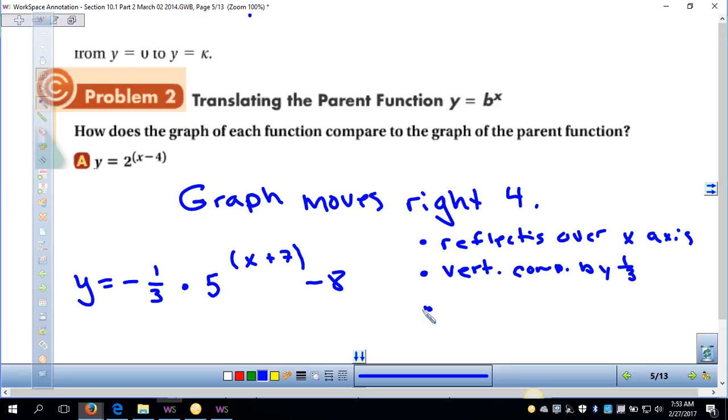The x plus 7, what does that do? It moves it left 7. Left 7. And then Zoe, the minus 8. It's outside, so it's not left and right when we add or subtract. Down 8. There you go, down 8, thank you. All right, good.